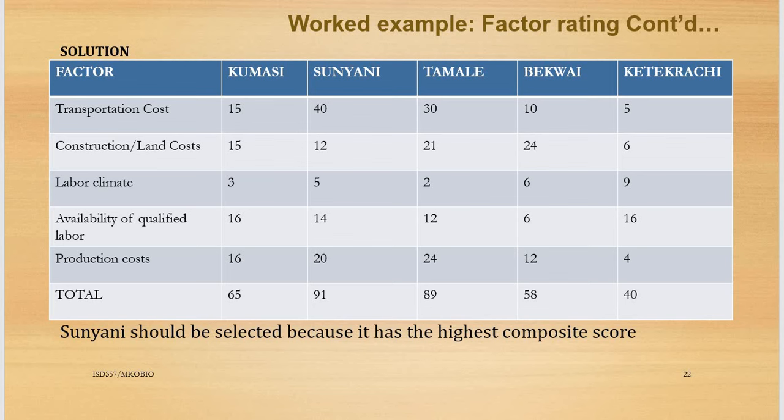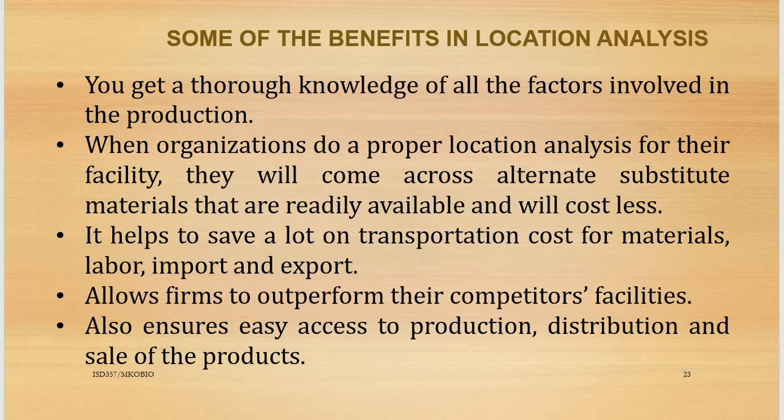So you check out the totals here. What is the highest number, or the highest composite score? That was 91. I hope you are getting the understanding. Great. So you move on to the next point.